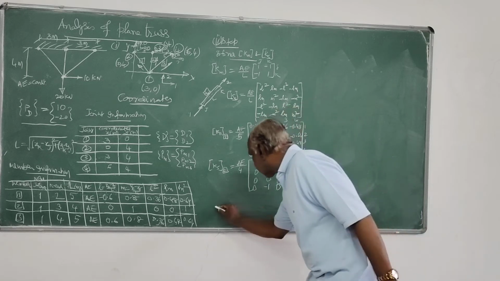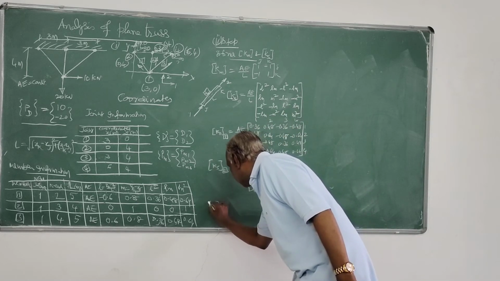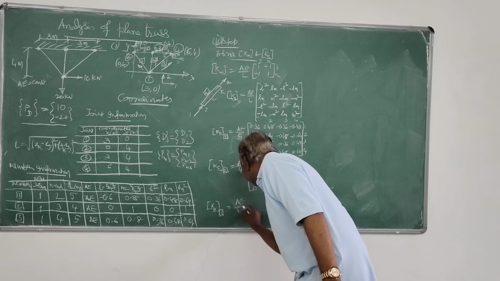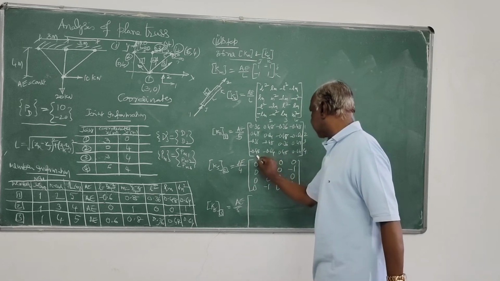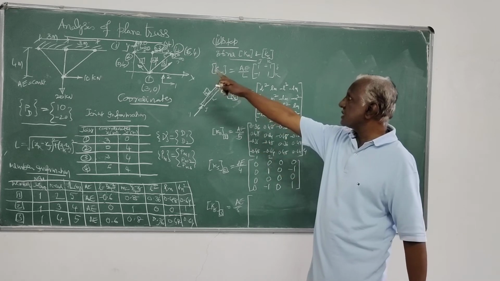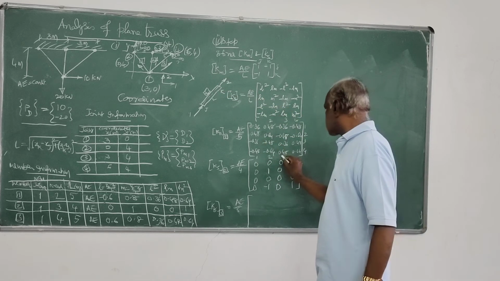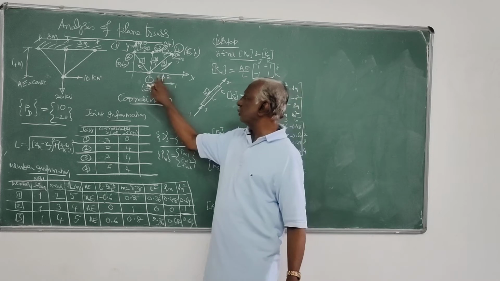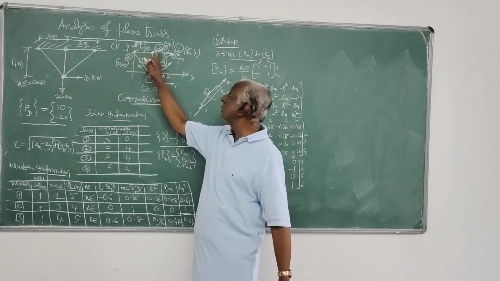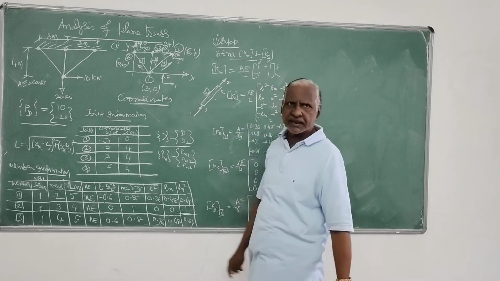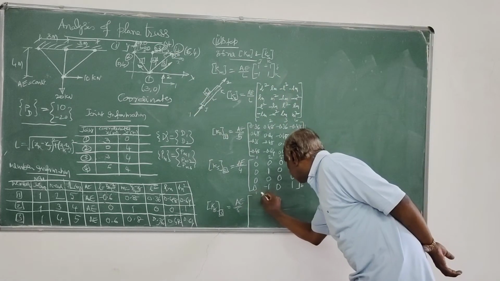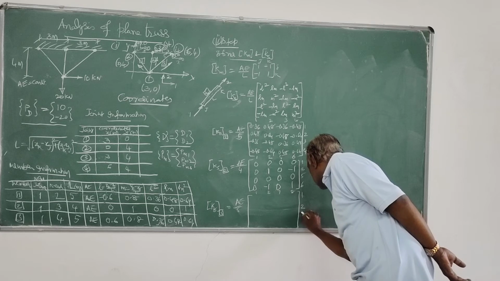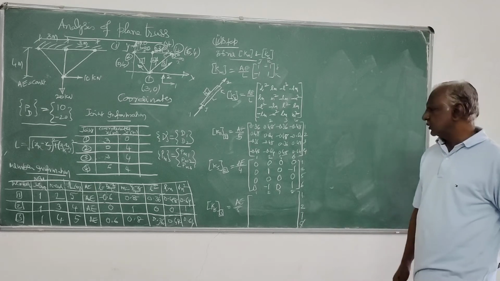Then lastly, you can generate the global stiffness matrix for element 3. That is also AE by 5. So these coordinates you can write 1, 2, 3, 4, 5, 6. 1, 2, 5, 6. 1, 2 I am writing here. For this 3, 4, for this 5, 6, for this 7, 8. So here it is 1, 2, 7, 8. You can fill it up.